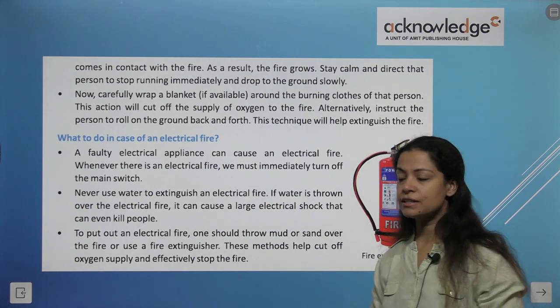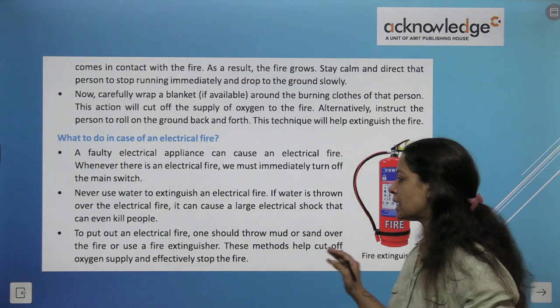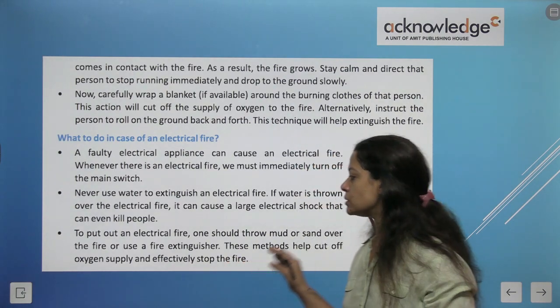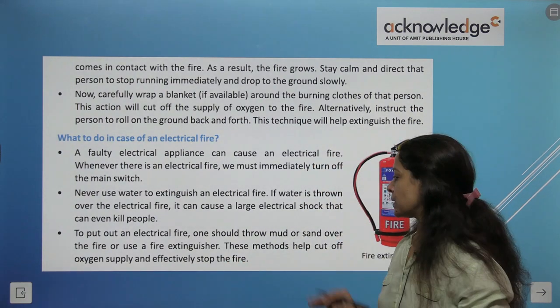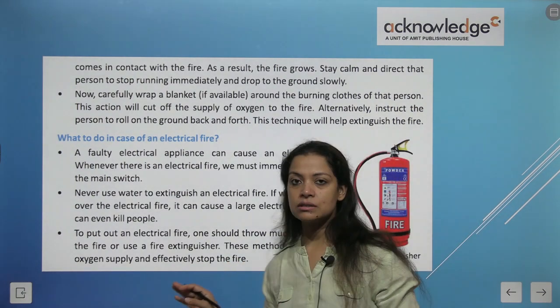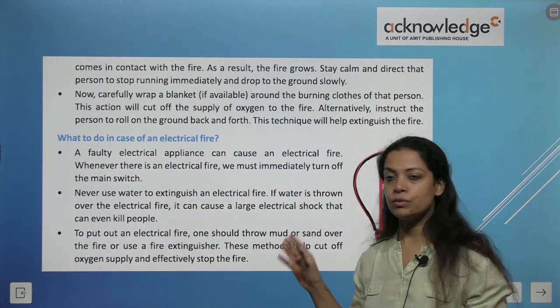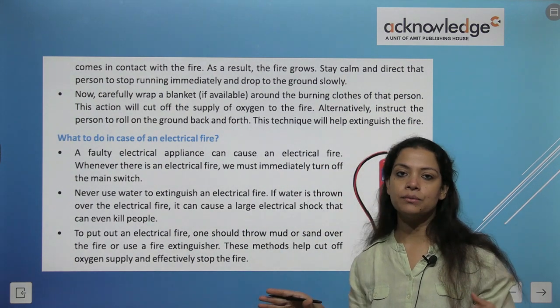To put out an electric fire, one should throw mud or sand over the fire or use a fire extinguisher like this. These methods help cut off the oxygen supply to the fire, and the fire will come to an end.